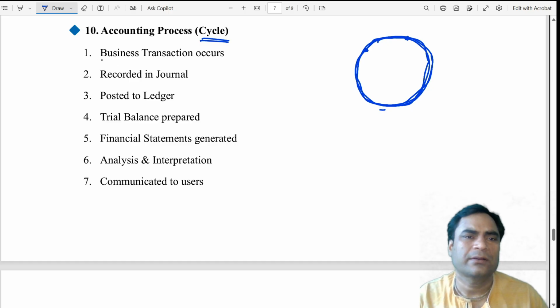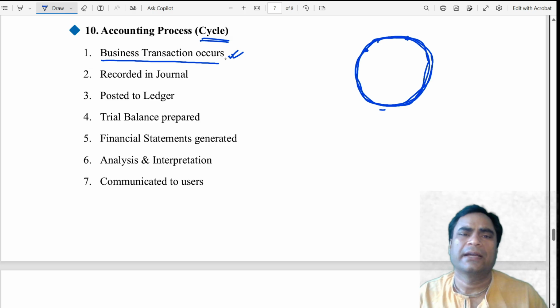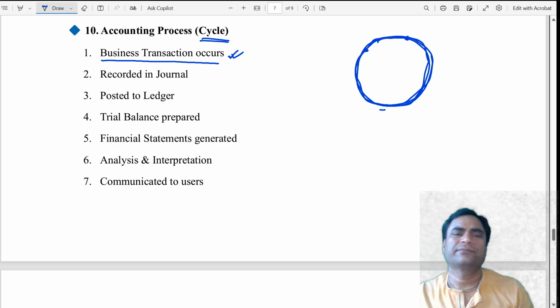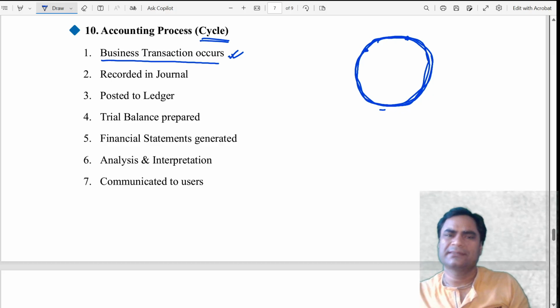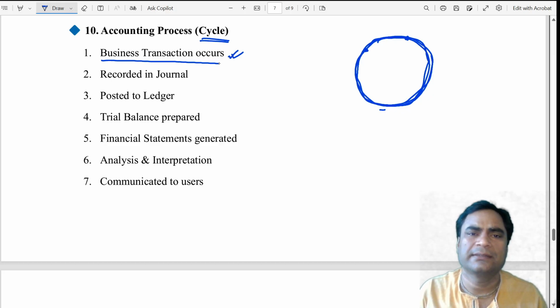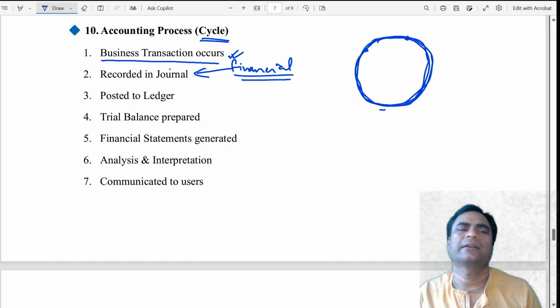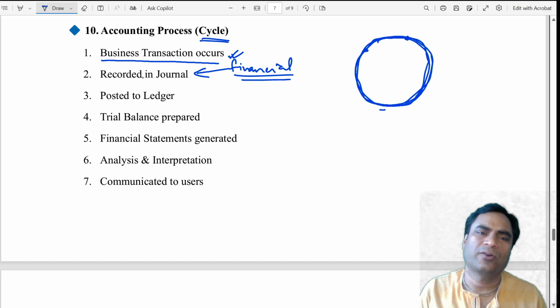सबसे पहले अकाउंटिंग में कोई एक बिजनेस ट्रांजैक्शन घटित होता है, यानी the business transaction occurs, any business event happens. Okay, then it is identified whether the transaction is of financial nature or not. If the transaction is of financial nature, and only then it is to be recorded in journal. So first of all there would be a financial transaction, then it would be recorded in journal.